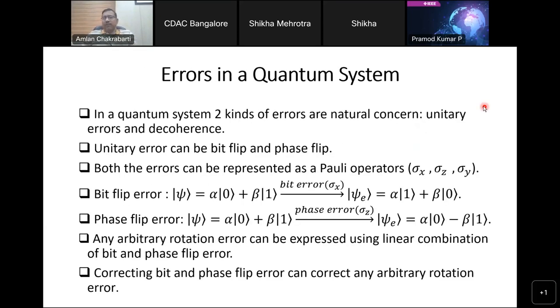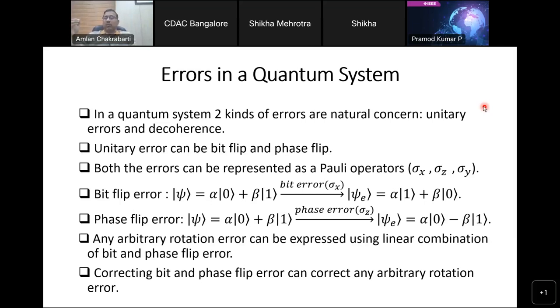Now I give you a very brief piece of information about the simplest types of errors which can occur in a quantum system. There are majorly two types of errors: one is the bit flip error, and one is the phase flip error. These are called unitary errors because they have equivalent unitary functions. We know what a unitary function is. If we have a unitary function U, then we can always have a U dagger, which is the conjugate transpose of U, and U times U dagger is an identity.